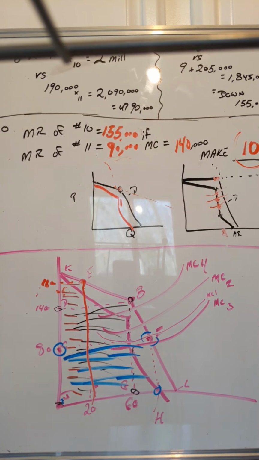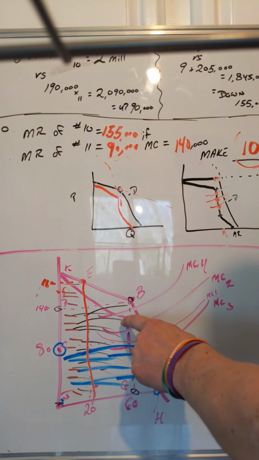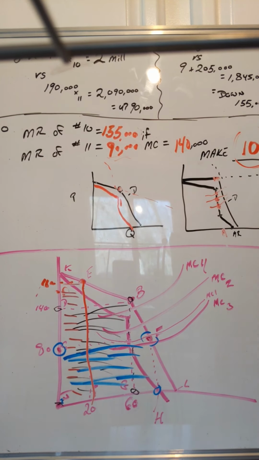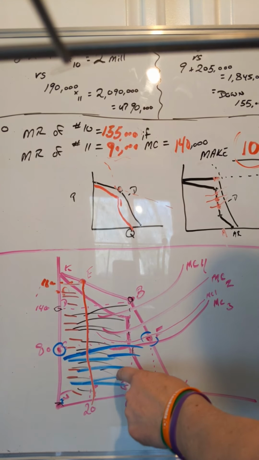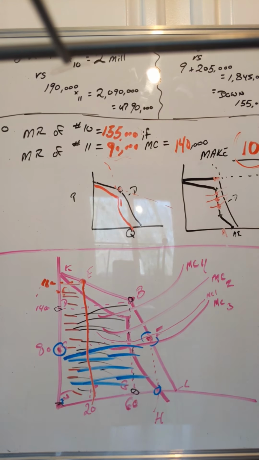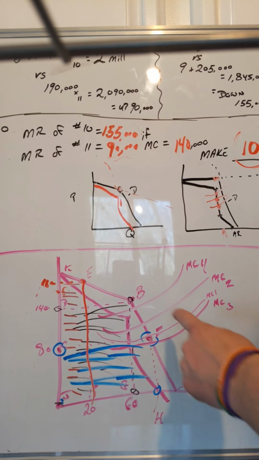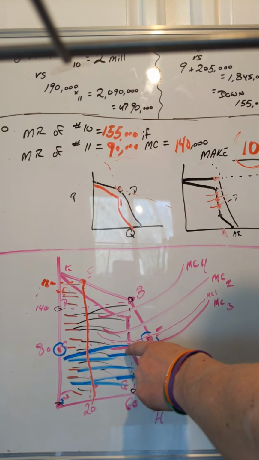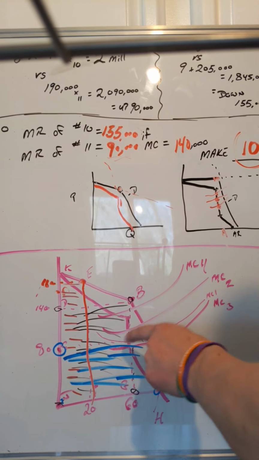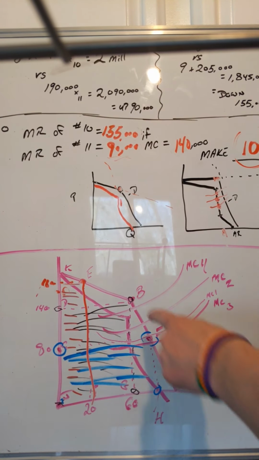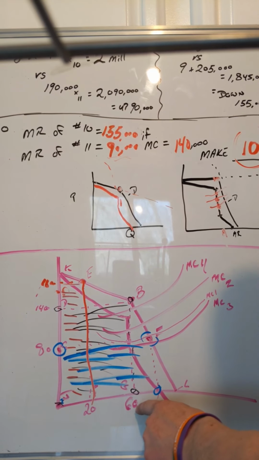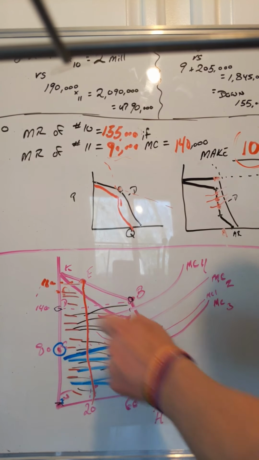What if it moved to MC4? Now you're going to change, because now MC4 is crossing. It looks more like 50 units and about $100. If it moved to MC3, now you're just at the last point of the vertical section of the marginal revenue curve, but your magic spot stays the same, 60 at 140.